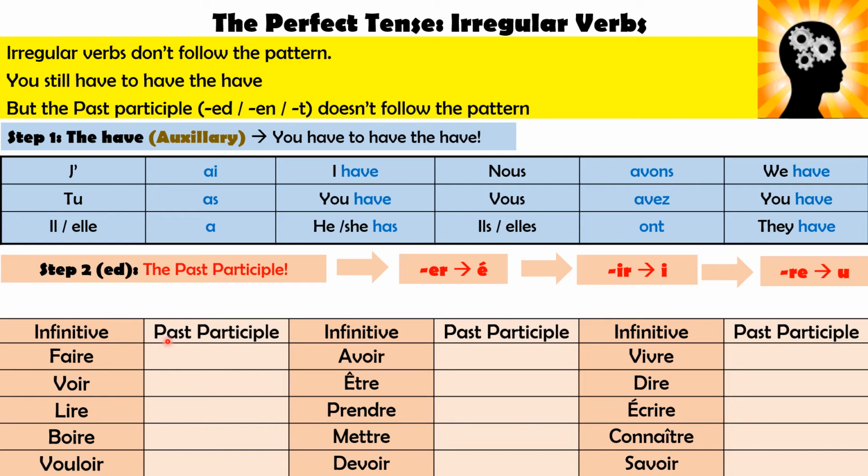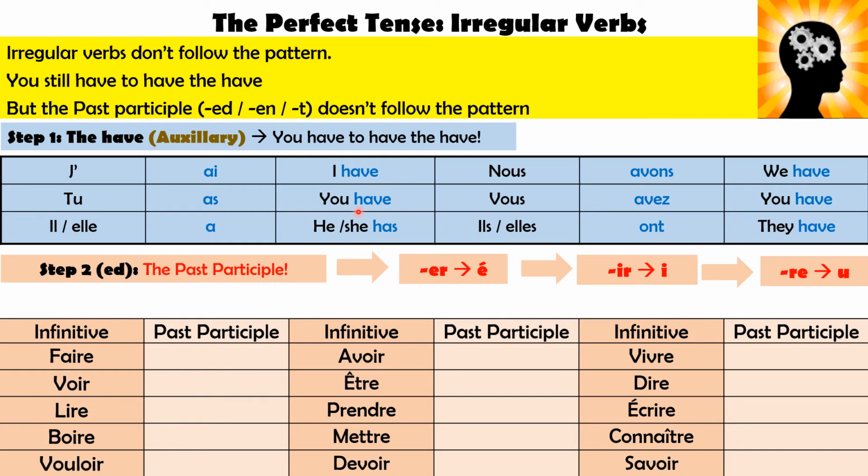Now this happens in English as well. So the verb to do changes to did, see changes to saw, read changes to read, even though it's spelled exactly the same. So in English it's the same thing. The whole word changes to put it in the past tense.